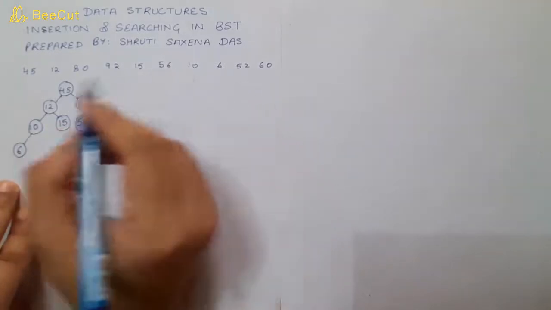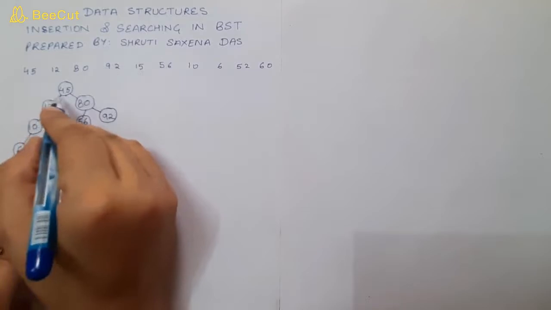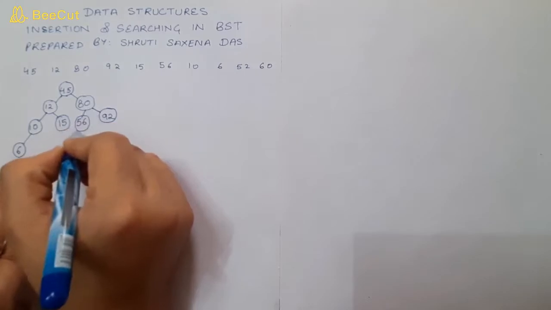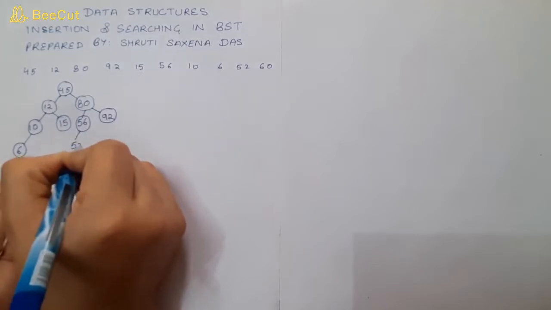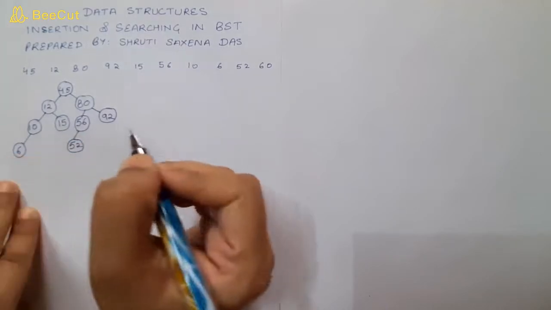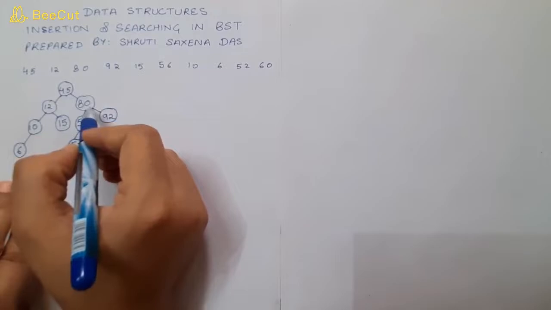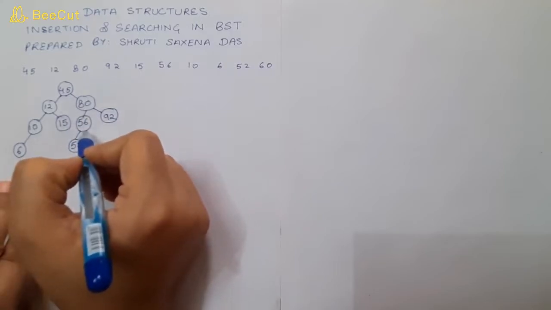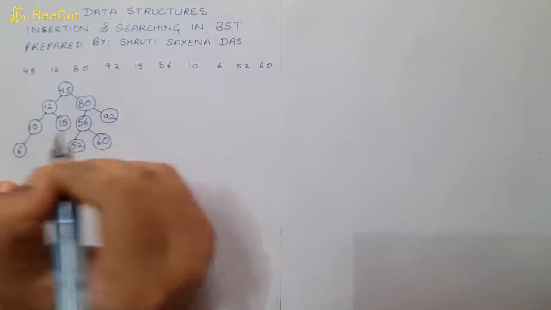Next is 52. We'll compare again with the root node 45. 52 is greater than 45. We'll come to 80. 52 is less than 80. We'll come to the left and compare with 56. 52 is less than 56, so it will be attached in the left of 56. Next is 60. We'll compare with 45. 60 is greater. We'll come to the right subtree. Compare 60 with 80, 60 is less, so we'll come to the left of 80. We'll compare with 56. 60 is greater than 56, so in the right of 56, 60 will be attached.